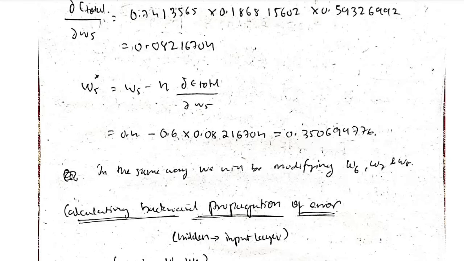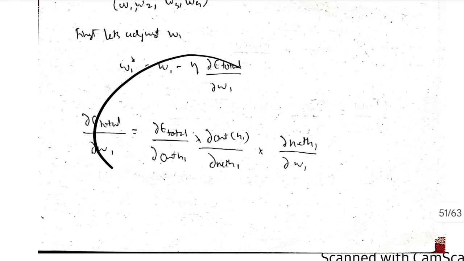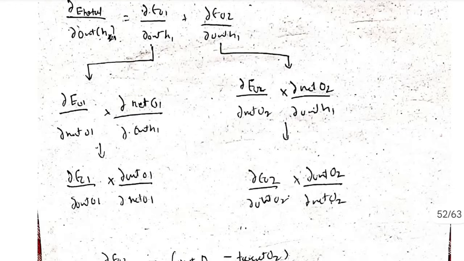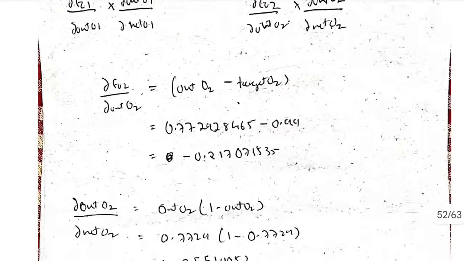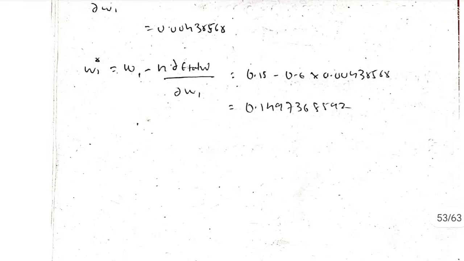After you're done with all of those, move to the previous part, from hidden to input layer. In that we have W1, W2, W3, W4. Here also some formulas are there, different formulas. You have to substitute those values. A very complicated procedure. After you've done all of this, finally you get the final answer for W1.